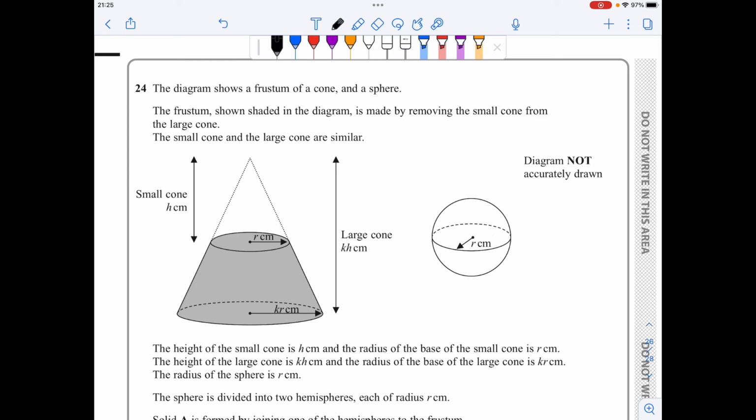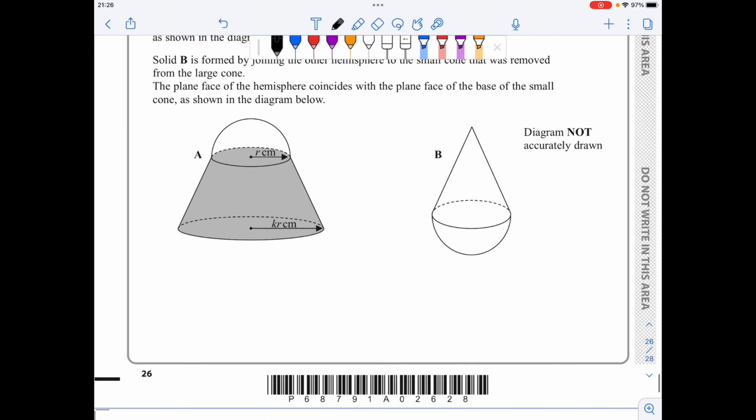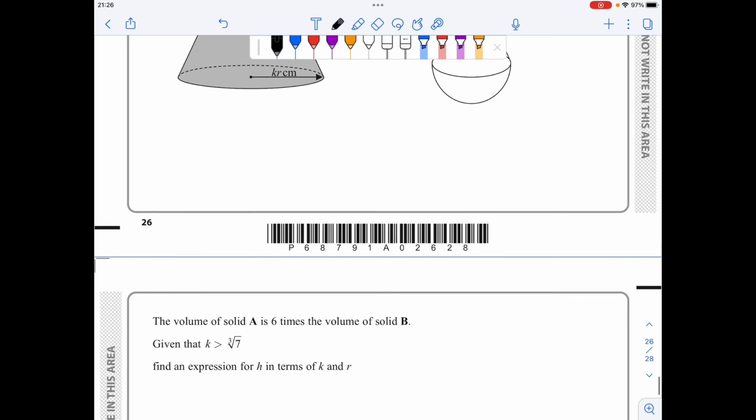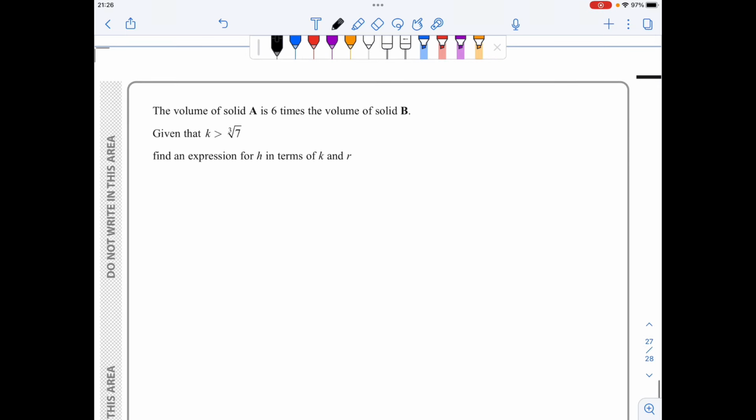In question 24, I have a cone and a sphere. I cut the sphere into 2 hemispheres, and I also cut the cone and connect the hemispheres to each part of the cone. The result is shape A and shape B. I'm given that the volume of solid A is 6 times the volume of solid B, and I need to find an expression for h in terms of k and r.